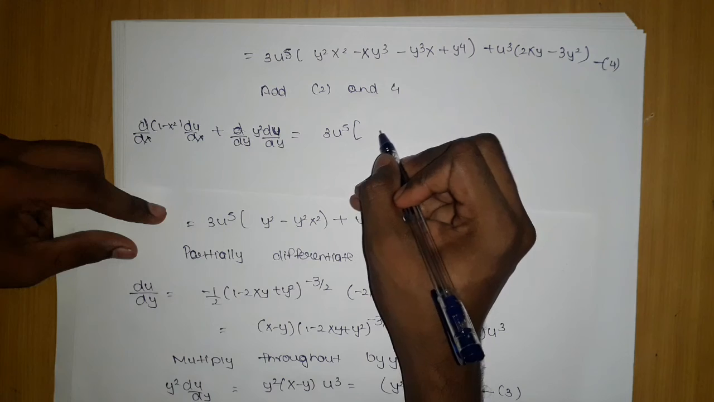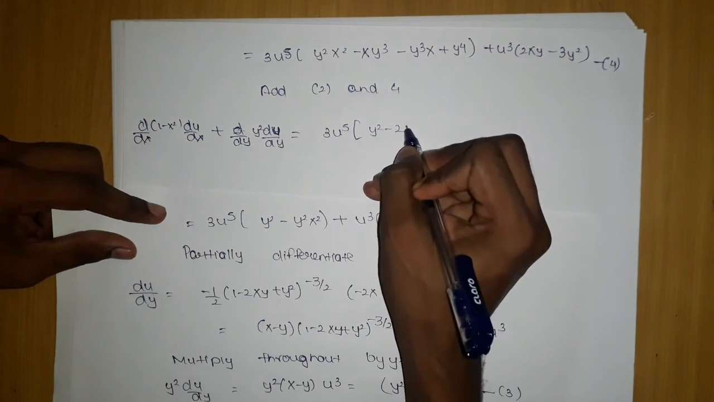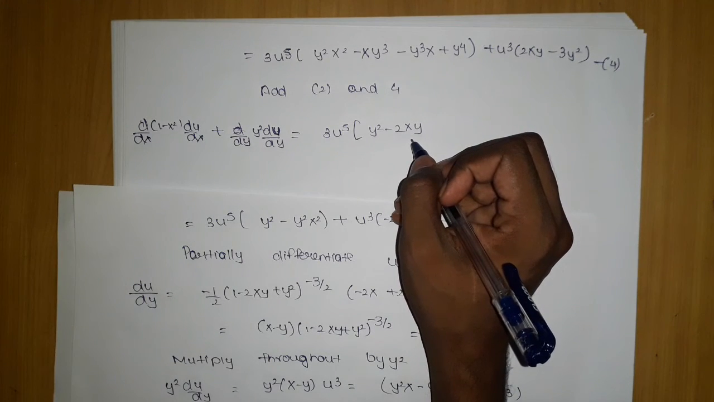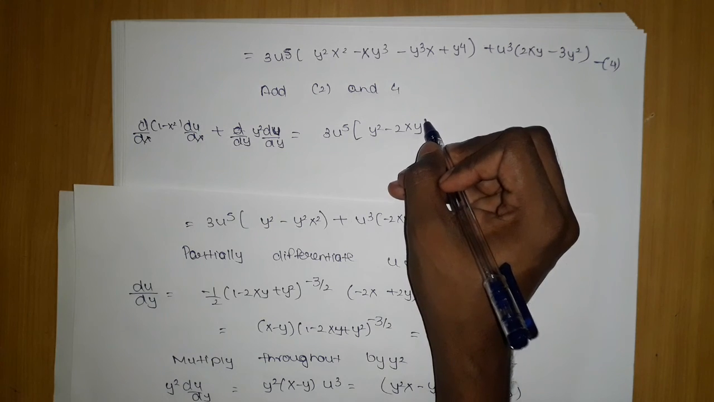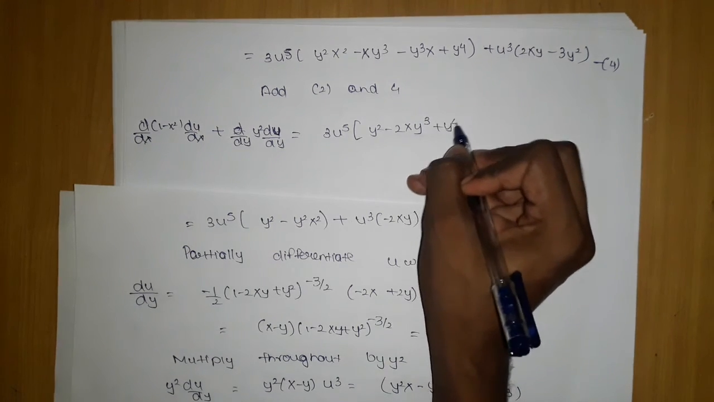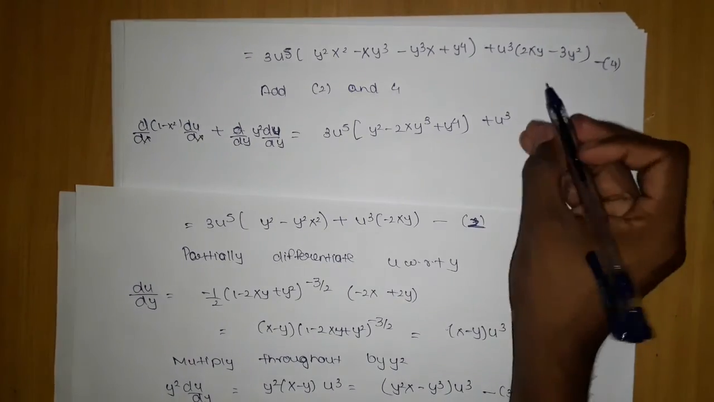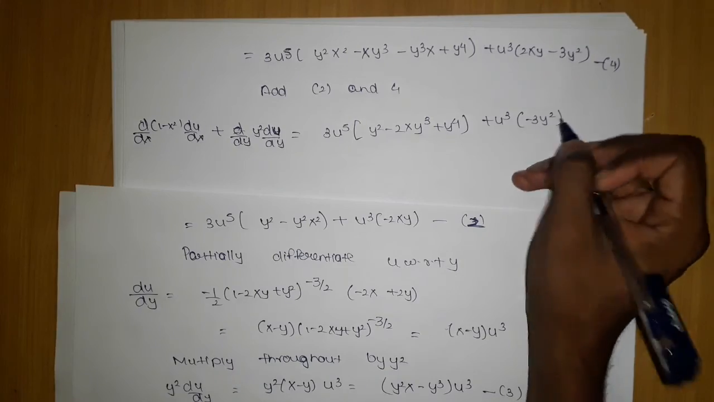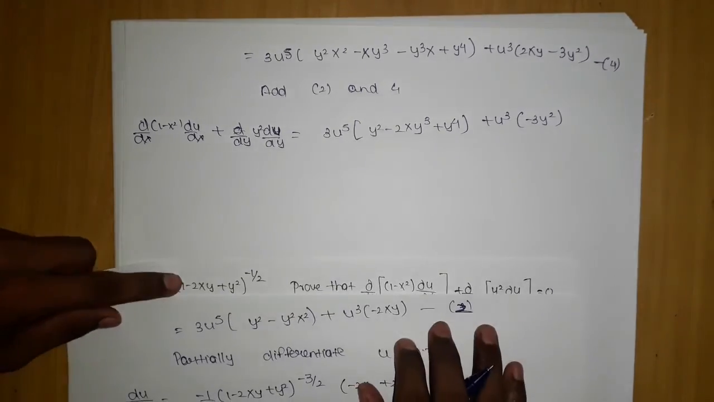This term will remain. So the terms which are left: this and this term will cancel out. This and this term will become twice y square minus twice xy cube. Twice xy cube plus y power 4 is left here, and u cube. Here this and this will cancel out. I will be left with 3y square. Now what we wanted to prove is that it is equal to 0.